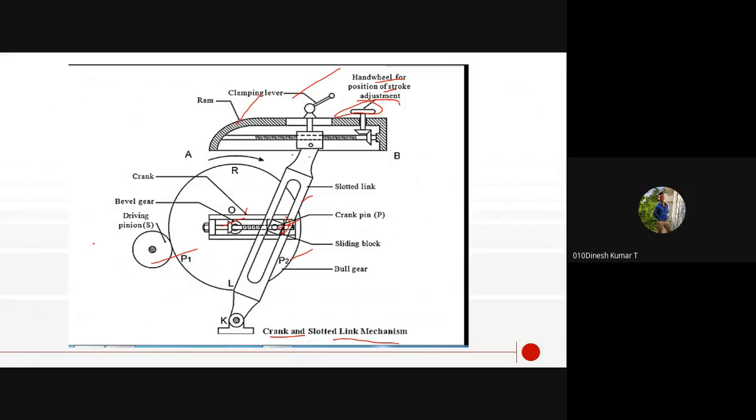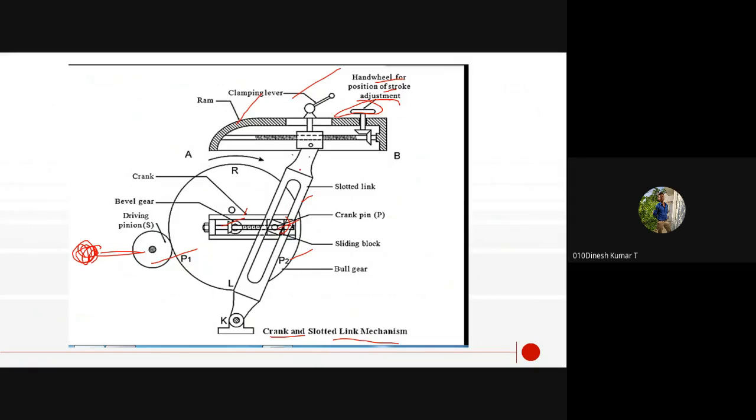I can explain the principle. Here is an electric motor, which is attached to the driving pinion, and the bull gear is also attached. It is power transmission. Normally, gears are used to transmit torque and power. So using a driving pinion, it transfers the power to the bull gear, so the bull gear is rotated.